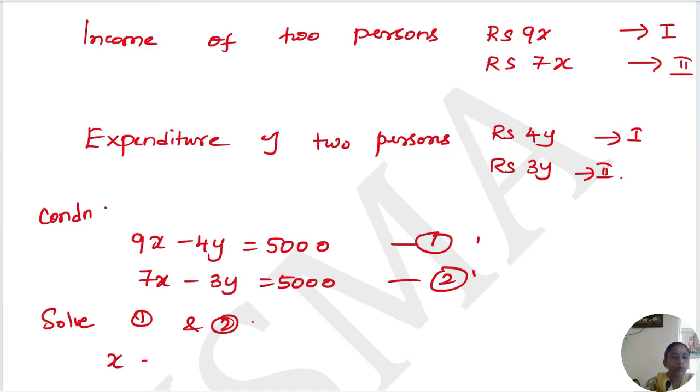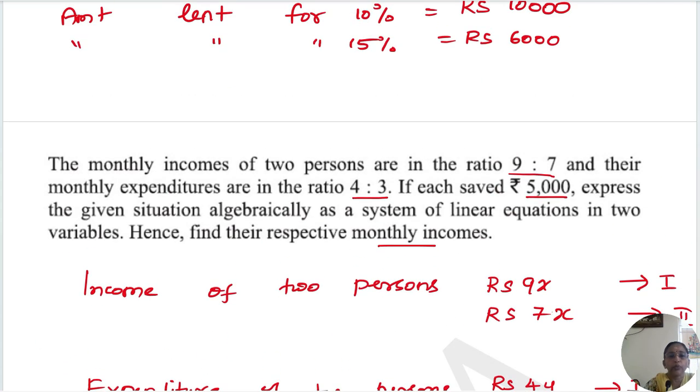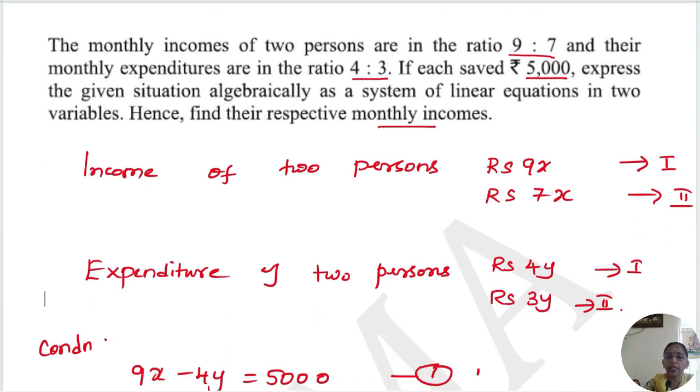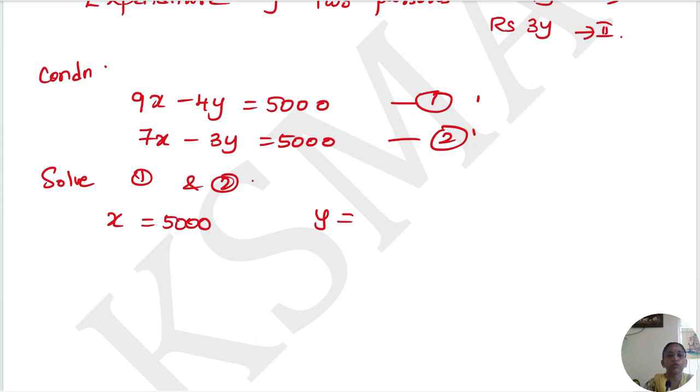So we are having x is equal to 5,000, and no need to find your y value because we are asking about only the monthly income. So don't find your y value here in this problem. Suppose if the expenditure is asked, then you calculate your y value, otherwise it is not required.